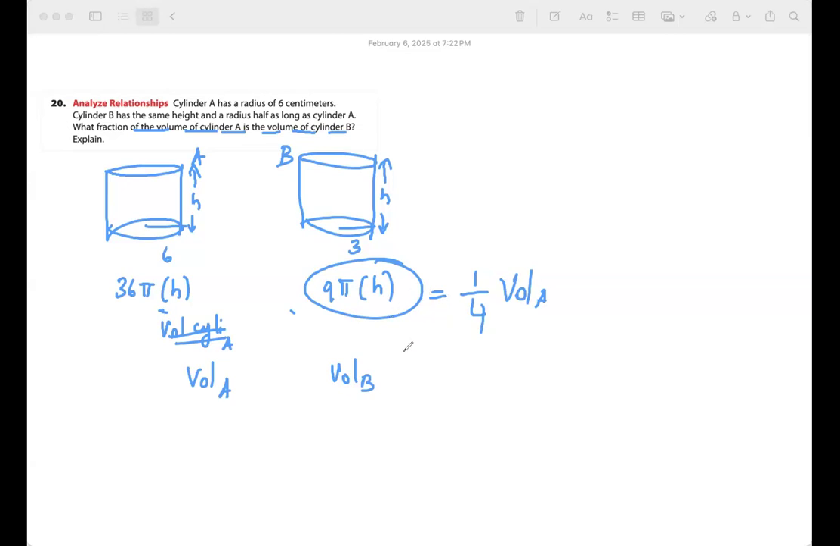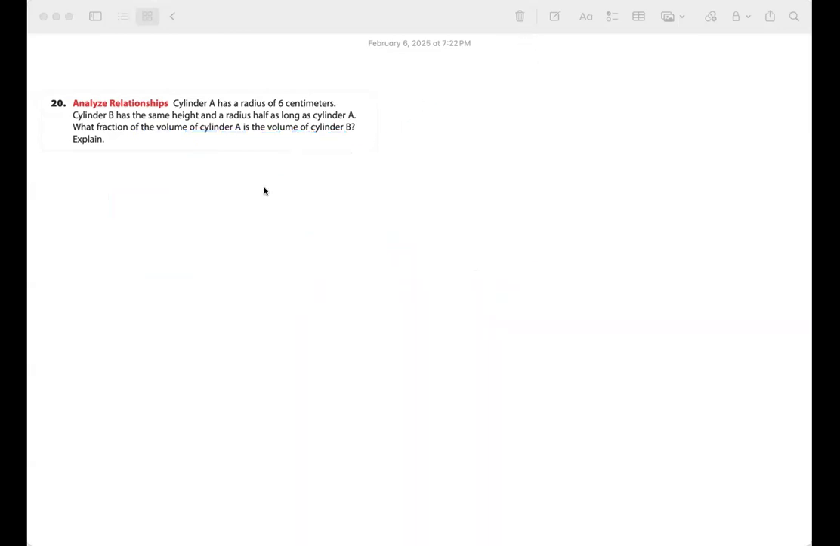If the radius is halved, the volume becomes 1/4, because we do pi r square, right? So if the radius is halved, the volume reduces by 1/4. Let me see the same question. Let's say I'm going to change it a little bit.